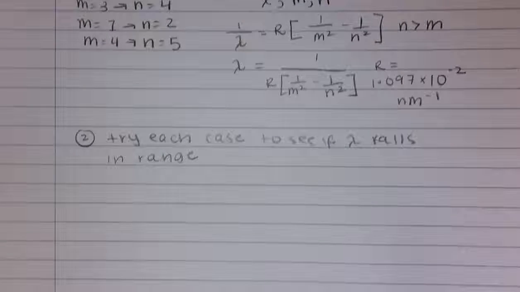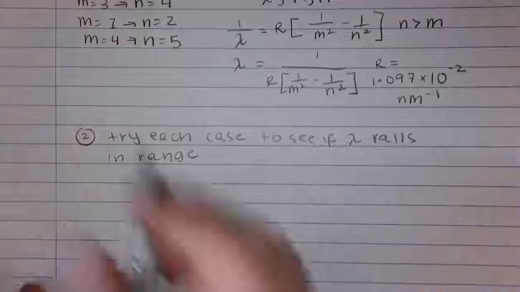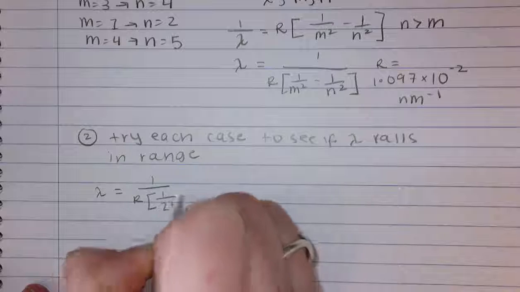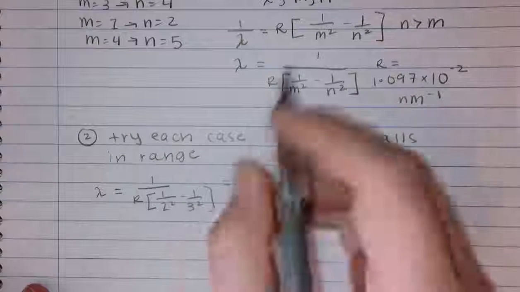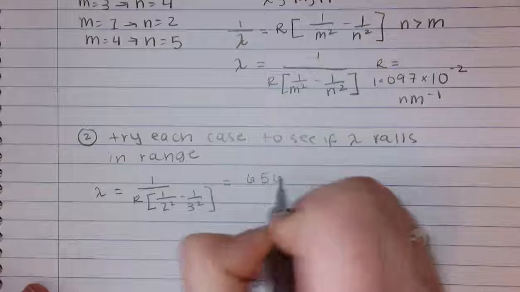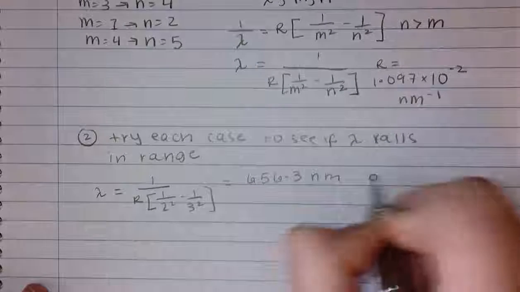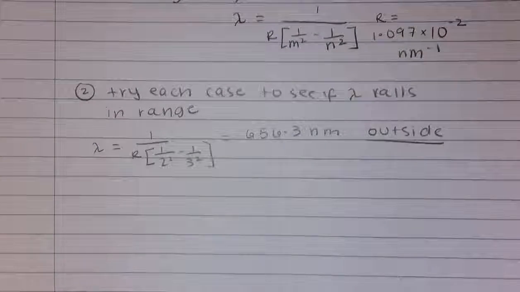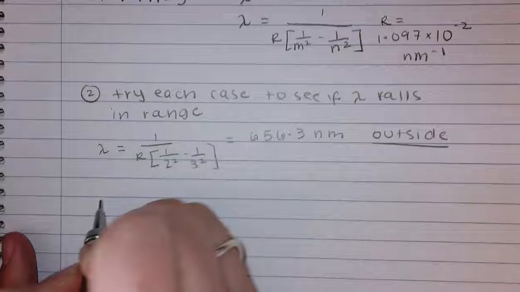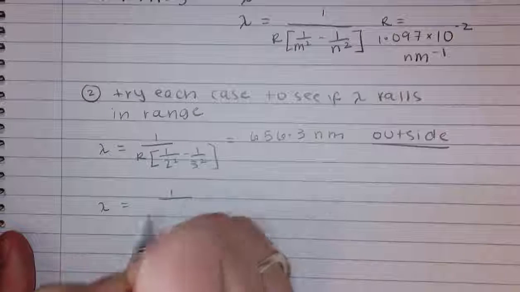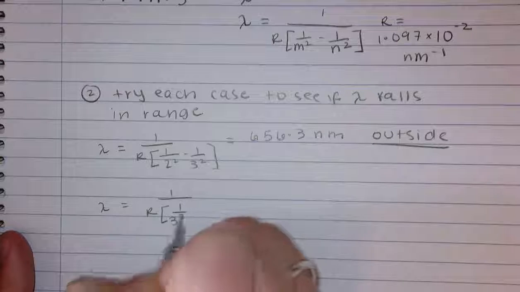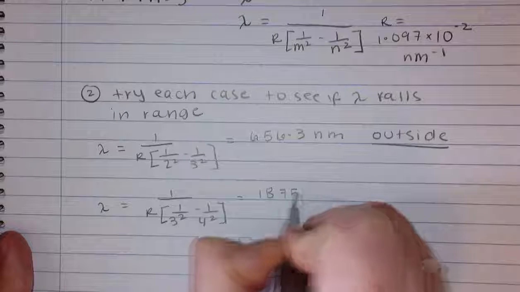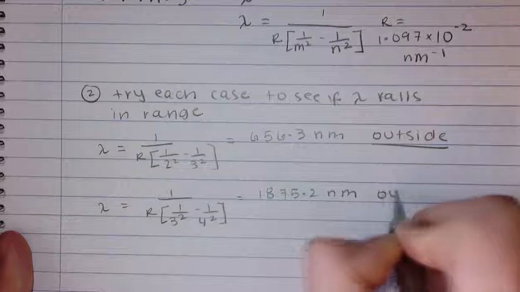So starting with m equals 2, transitioning to n equals 3, we can just plug into our formula. And we're going to get that we end up with a wavelength of 656.3 nanometers. And this is outside our range. So we can then do it for n equals 3 transitioning to n equals 4. And we have lambda equals 1 over R times (1 over 3 squared minus 1 over 4 squared), which equals 1,875.2 nanometers. And this is also outside our range.